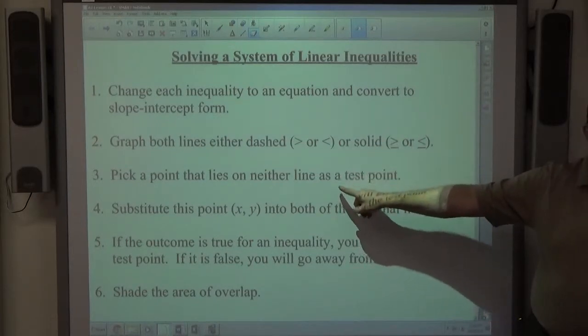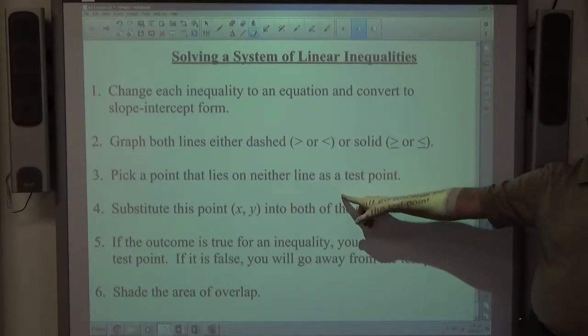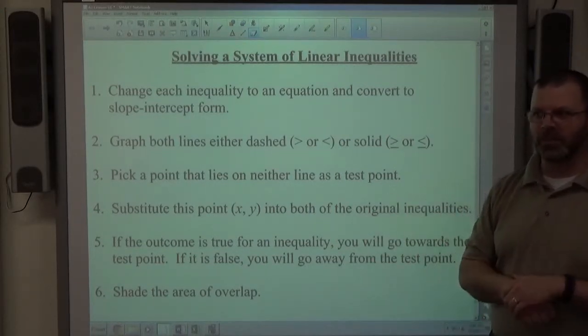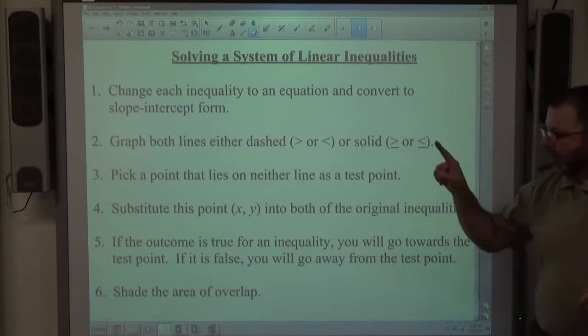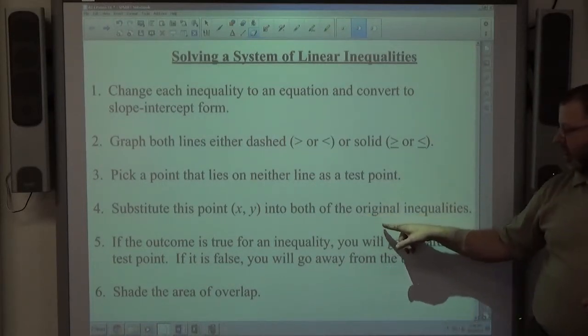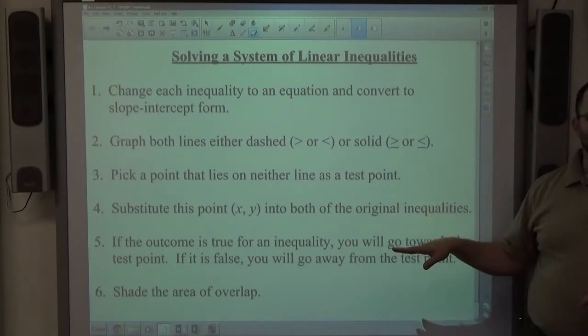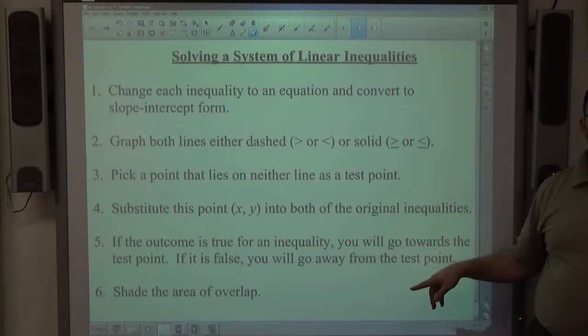Pick a point that does not lie on either line. My favorite point to pick is 0, 0 if it's available. If it's not, then I pick 1, 0 or 0, 1. Usually one of those three is available. So I pick either 0, 0, 1, 0, or 0, 1, that's really simple. Substitute that into both the original inequalities before you did anything to them. And they're either true or false. You want to graph where true, true is.